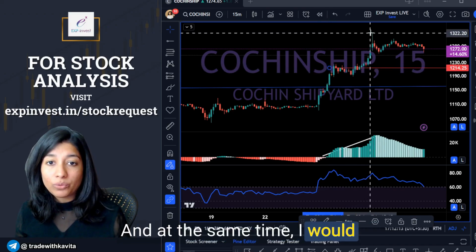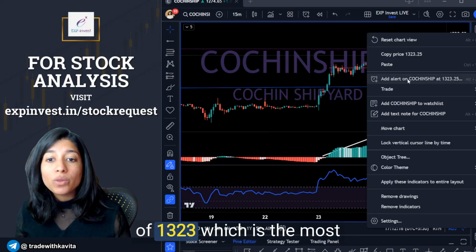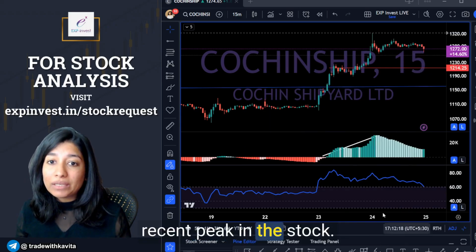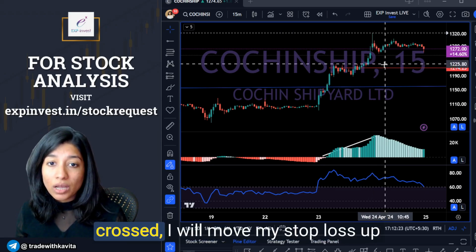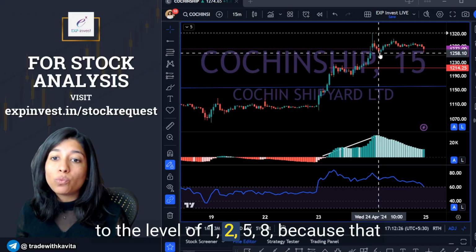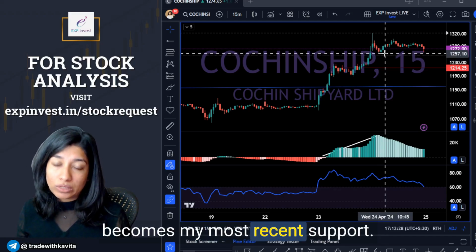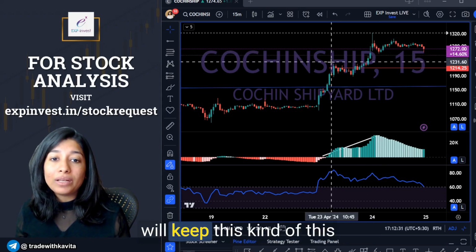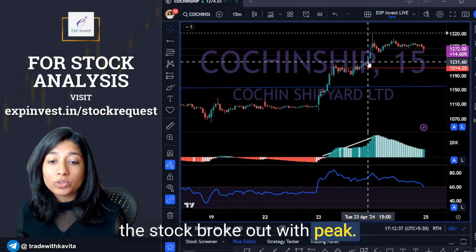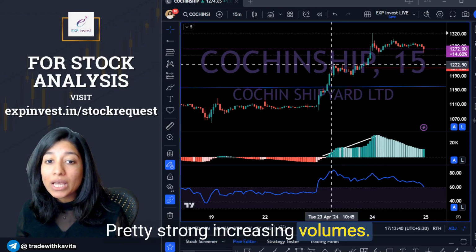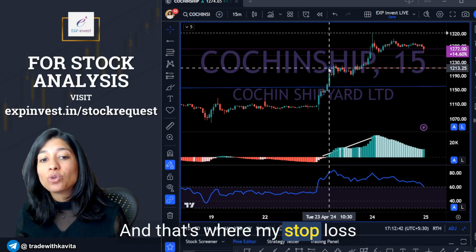At the same time, I would maintain an alert at the level of 1323, which is the most recent peak in the stock. As soon as this resistance, the recent peak, gets crossed, I will move my stop loss up to the level of 1258, because that becomes my most recent support. But until that happens, I will keep this consolidation range, out of which the stock broke out with pretty strong increasing volumes, as my support, and that's why my stop loss is slightly below that.